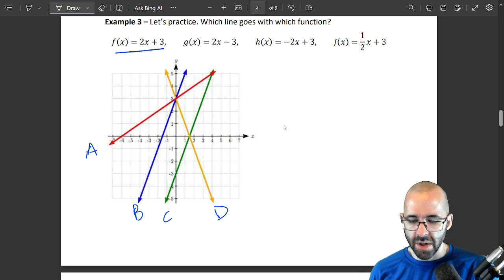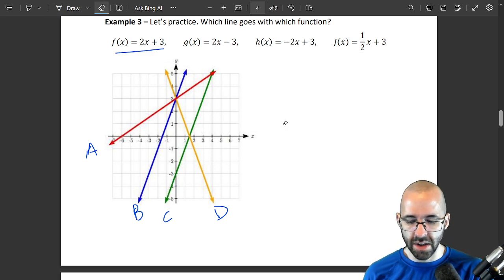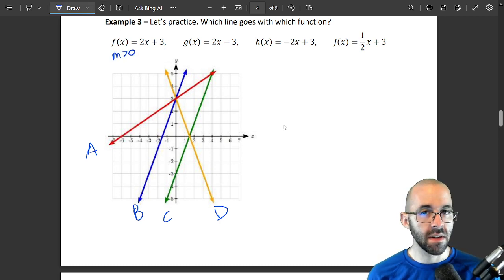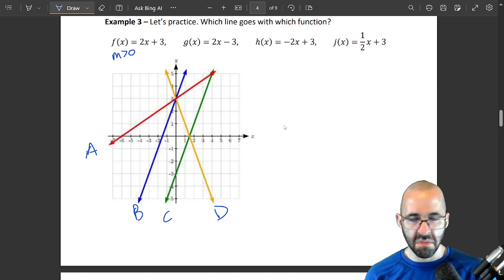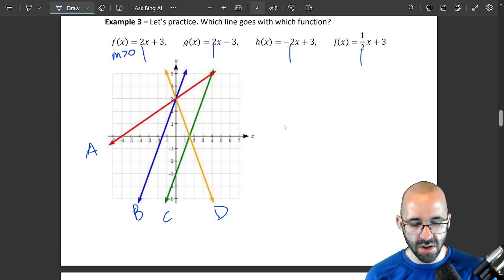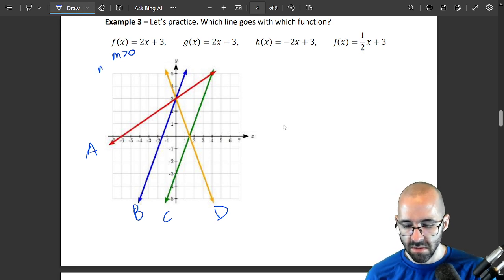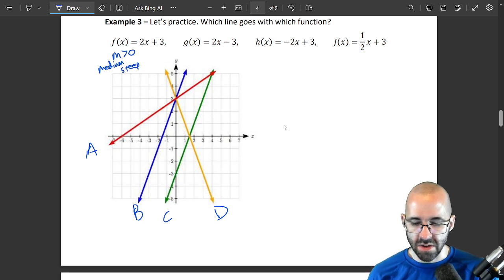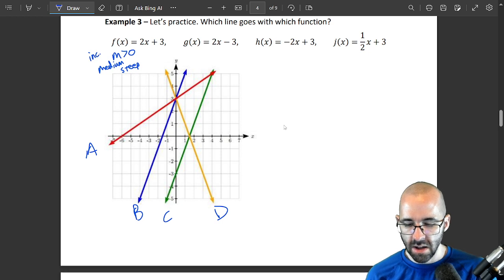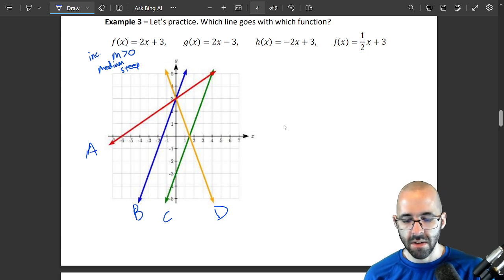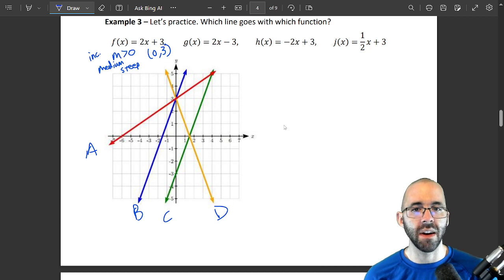All right, this first one, 2x plus 3. What do we know about that? We know the slope is positive, and it's, I don't know, medium steepness. If we compare all the slopes, let's say medium steepness. We know it's going up, so it's increasing. And we know it starts at 3, so it should have the point (0, 3) on there.